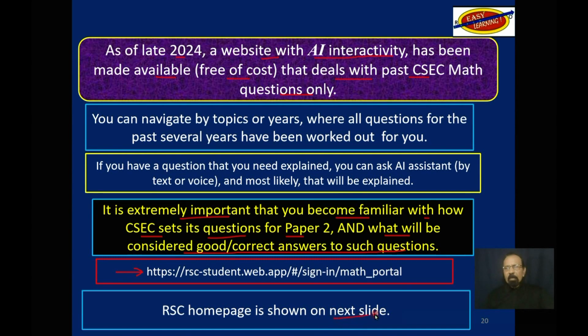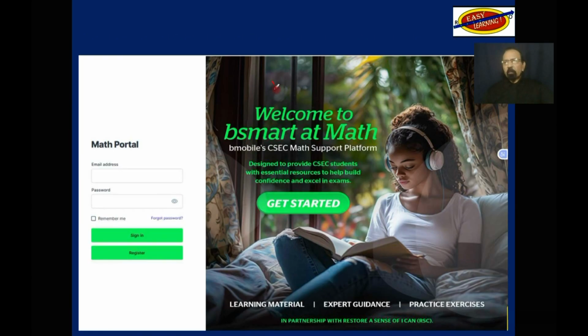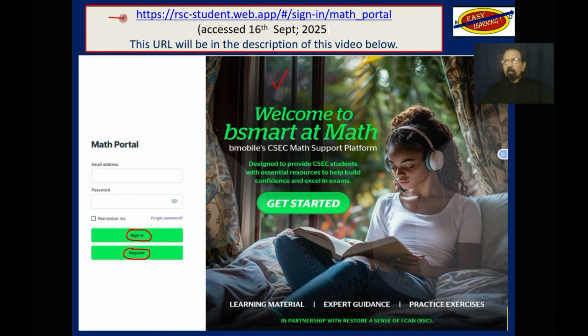On the next slide, I will show you what the home page for that website looks like. This is the home page. You would have to register first and then, of course, sign in subsequently. Again, that is the URL. It will be in the description below, so you can easily click on it and be redirected to this math website.